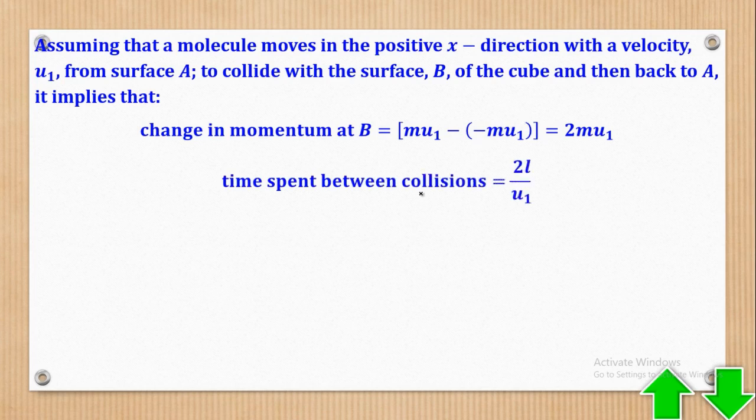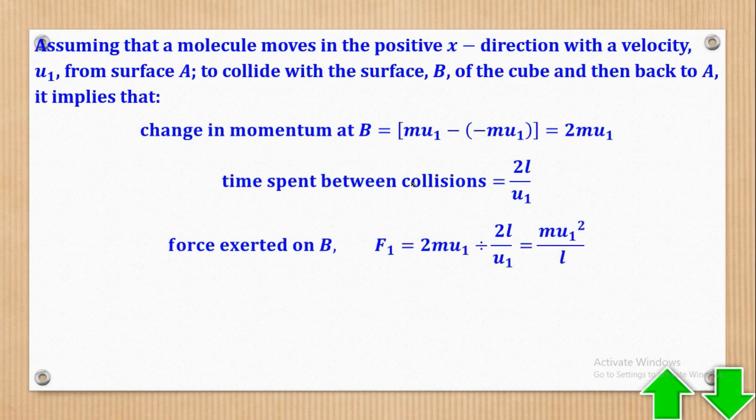Then the time between collisions is 2L over u1. Why? Because to move from A to B, that is L, and from B to A, that is another L, therefore it will be 2L. And the velocity is uniform, so it will be u1. Then the force exerted on B will be force equal to this change in momentum over the time. Remember, we said force is equal to rate of change in momentum, so the change in momentum is this and the time is that, therefore the force exerted will be that.